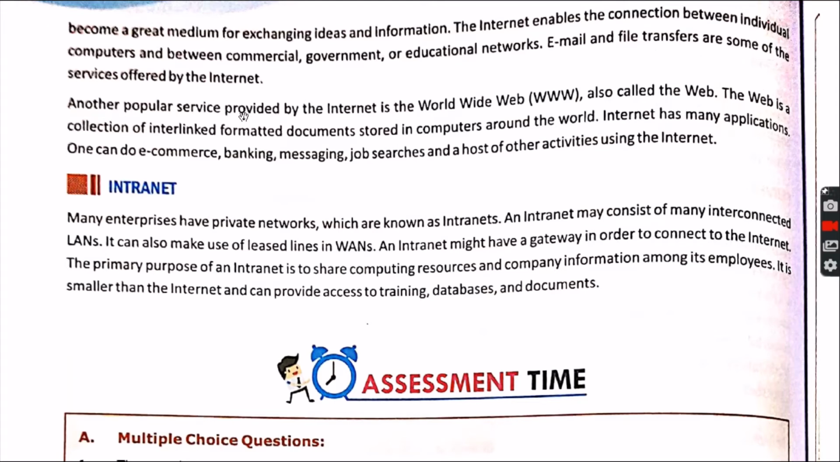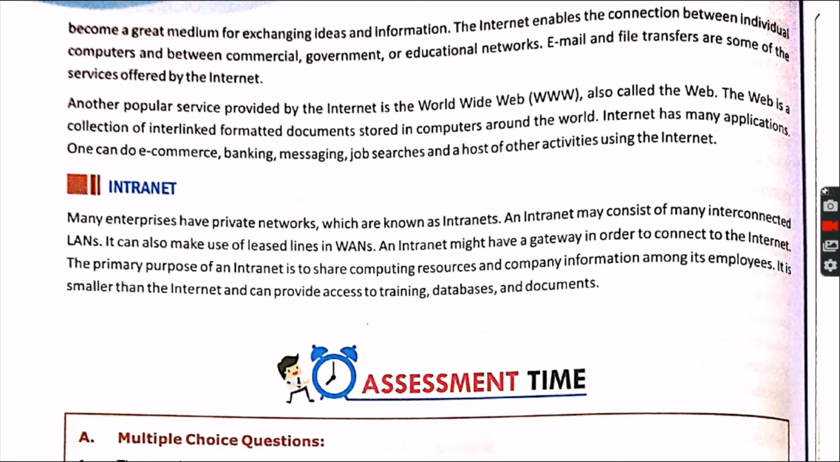Another popular service provided by the internet is www. What is www? It is World Wide Web, and it is also simply called the web. With the help of www, we are able to make websites. It is coded in HTML language that we have already done in the previous classes.